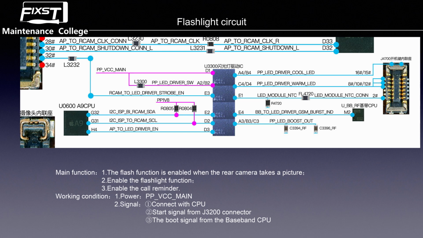And continue going up, you can see the A4, B4, C4 and D4 pins. These pins are all flashlight driver signals. One is for the cold LED and the second is for the warm LED. Okay, this is the theory of the flashlight.